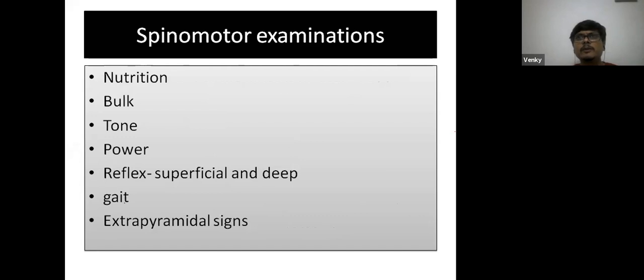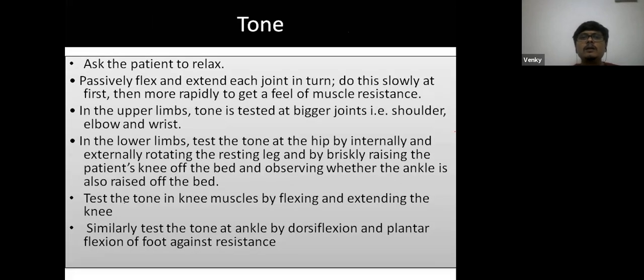So we have finished nutrition and bulk. Then we are going to examine the tone. So how to examine the tone? Ask the patient to relax. There are 3 methods to examine the tone. First, we can passively flex and extend the joint so that we can see the individual flexor group tone and the extensor group tone. This is one method of testing.